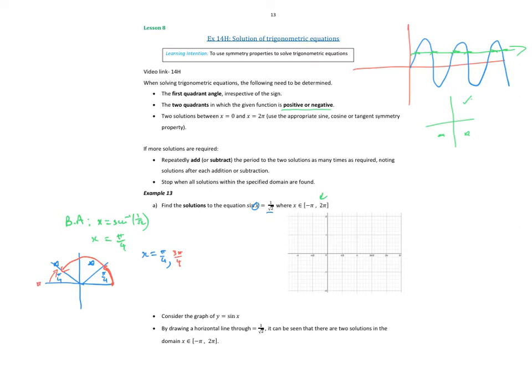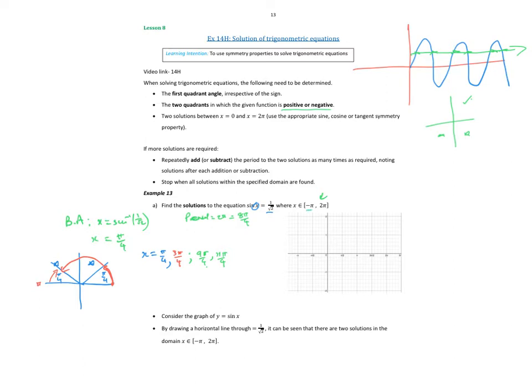What I do from there is add and subtract the period, which in this case is equal to 2 pi, which is 8 on 4. So for the next two sets of solutions, pi on 4 plus 8 on 4 is 9 pi on 4, and 3 pi on 4 plus 8 pi on 4 is 11 pi on 4. They're the next two solutions.